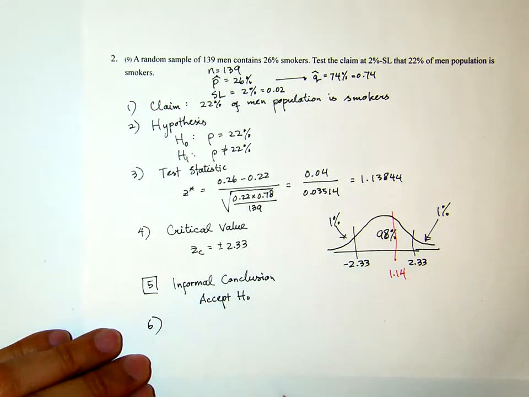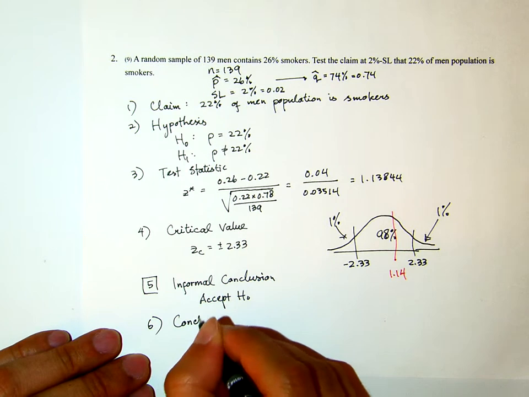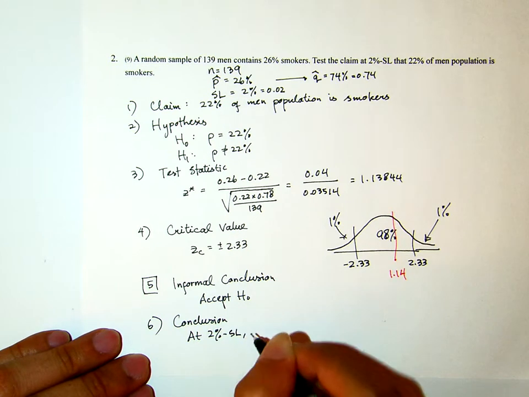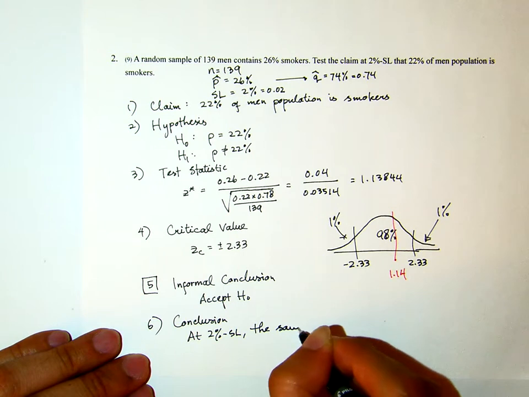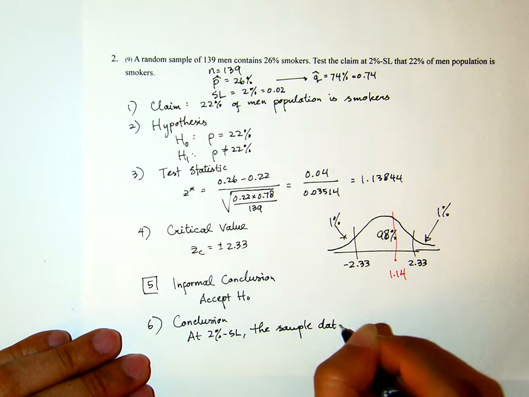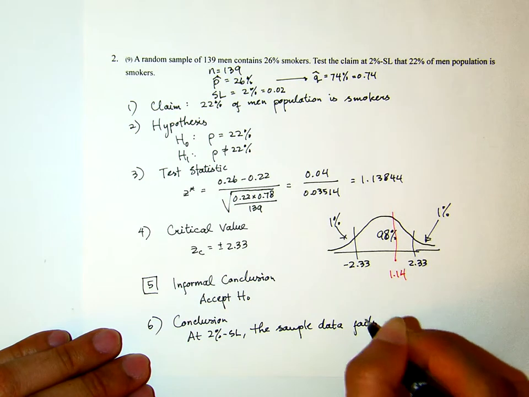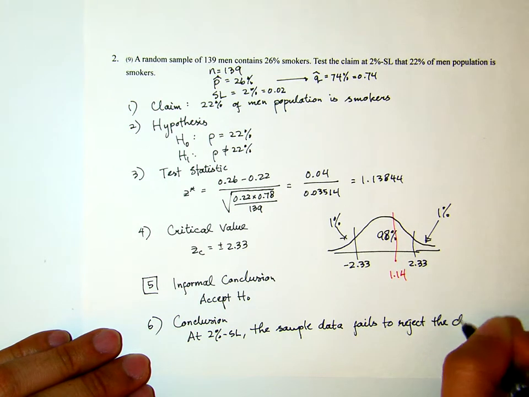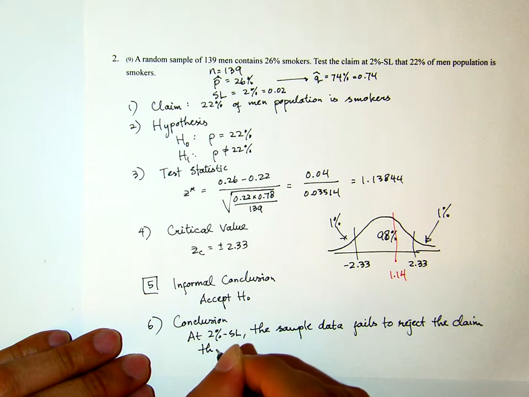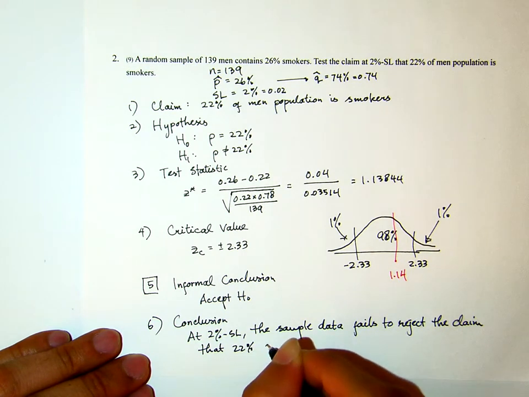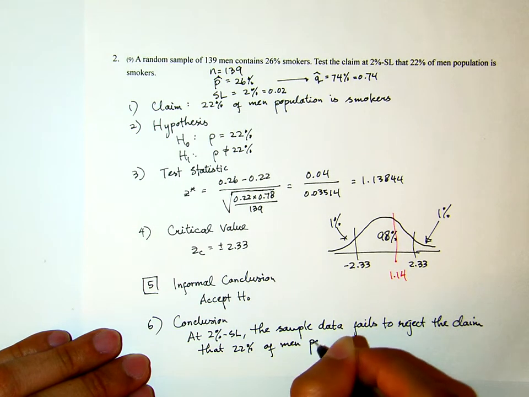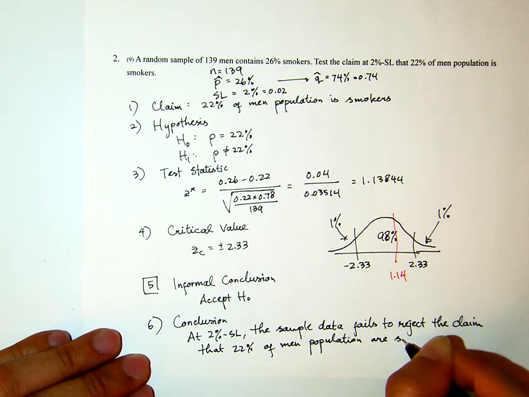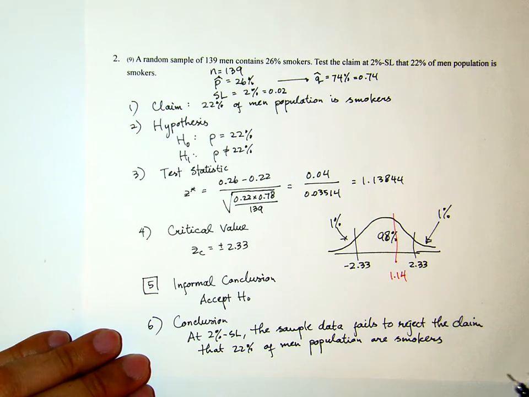Okay, now finally the formal conclusion, we say at 2% significance level, the sample data fails to reject the claim that 22% of the men population are smokers. Is or are? I don't know.